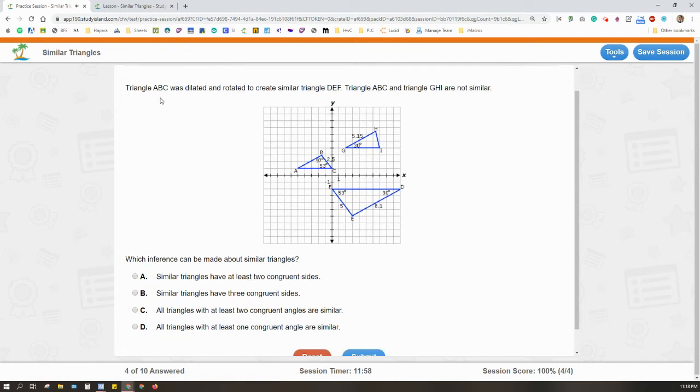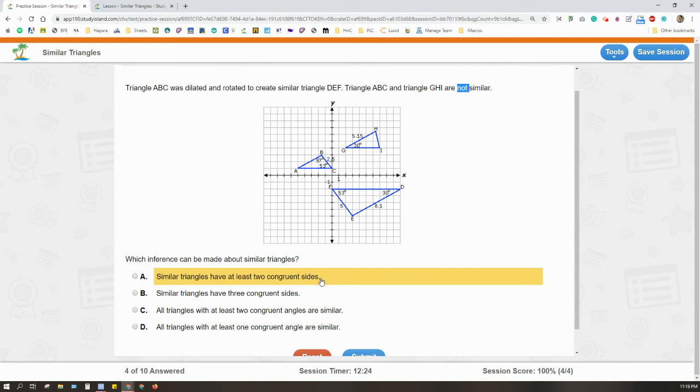Number 5, triangle ABC was dilated and rotated to create similar triangle DEF. Triangle ABC and triangle GHI are not similar. It's telling you they're not. Which inference can be made about similar triangles? A, similar triangles have at least 2 congruent sides. No, they don't have to have any congruent sides. As a matter of fact, they shouldn't have any congruent sides.